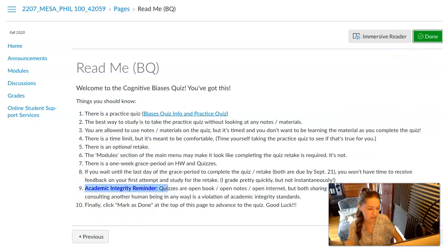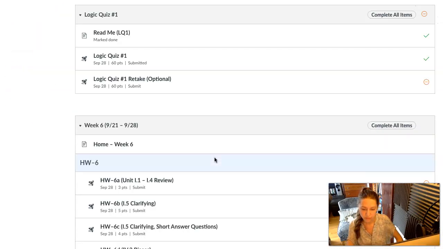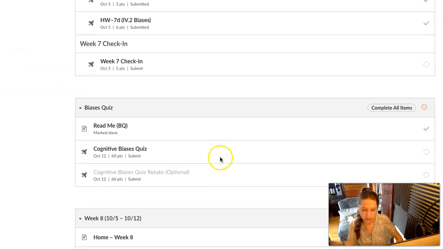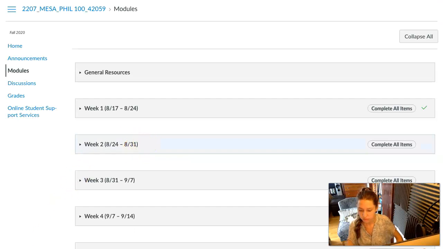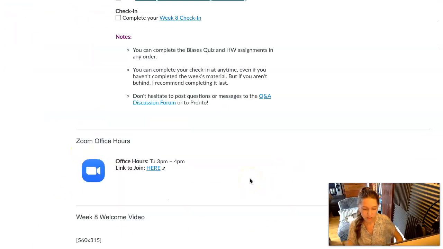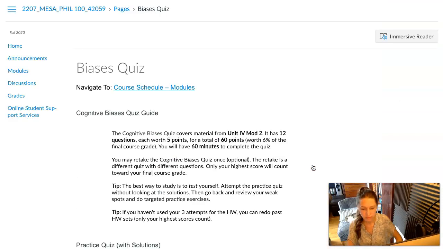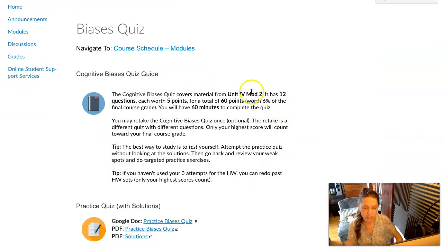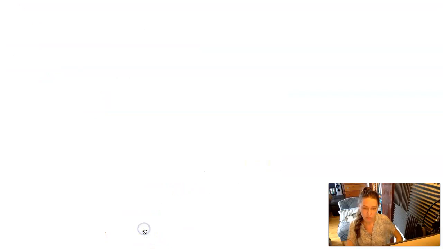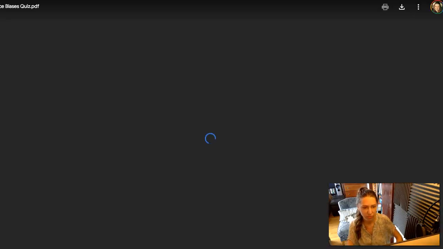Finally, when you click mark as done, that is what makes the quiz available. If I hit next, that's going to take me to the quiz. If I go back to the modules page, you'll see that I now have a check mark here and this has become available. Okay, back to the home page. Let's scroll down to the course content and click on the biases quiz, info, and practice quiz section. As usual, we have the basic info about the quiz and practice quiz. So I'm going to open up the PDF version of the practice quiz.